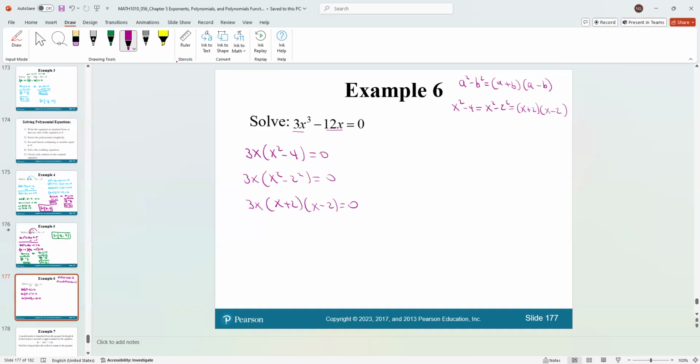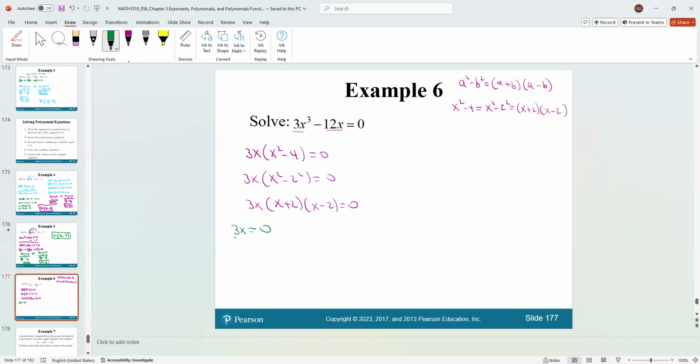What we have here so far is the factored form. If we have power 3, we're going to have 3 answers. Now, after factoring, you realize we have 3 different factors. That means we're going to have 3 answers. I set this first factor, 3x, equal to 0. The only way we can set each one of them equal to 0 is because they are factors.